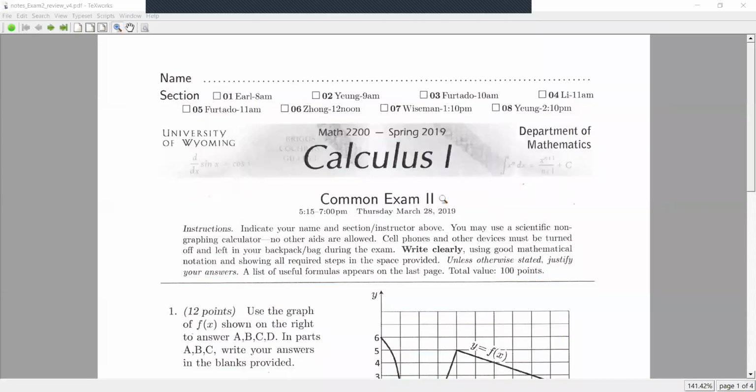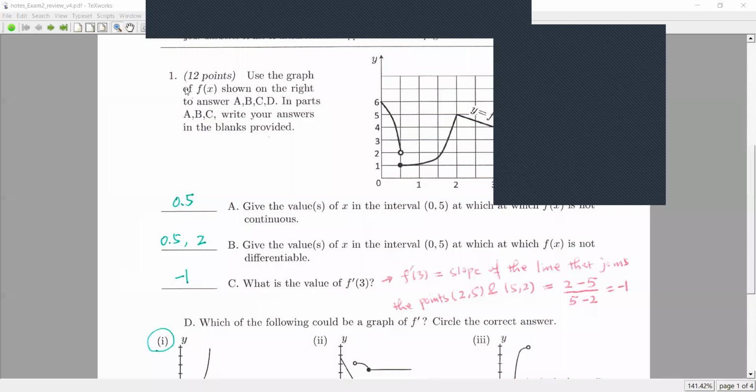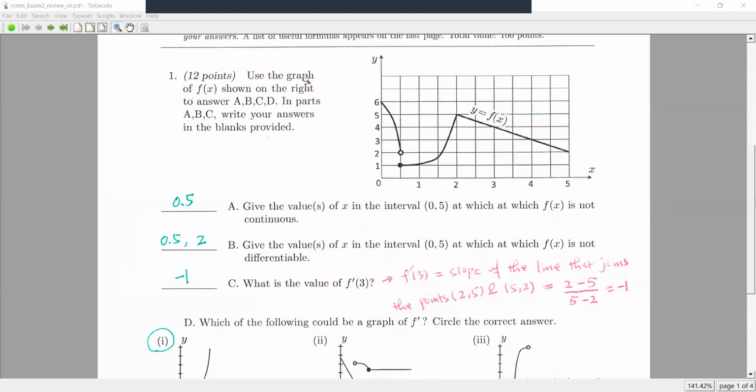Now I present exam 2, problem 19. Problem 1. Use the graph of function f shown on the right to answer questions A, B, C, and D. Question A. Give the values of x in the open interval between 0 and 5, at which the function f is not continuous.